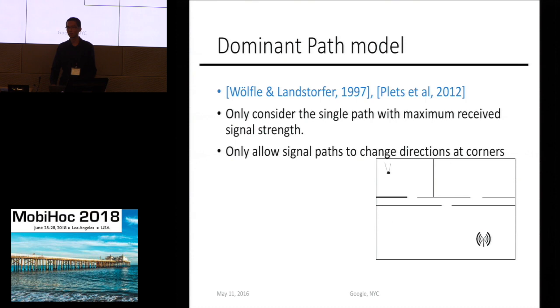And we only allow the signal paths to change their direction at the corners. So this means that we're going to consider the straight line path, the path that changes direction at the left corner, and the path that changes its direction at these two corners, but we're not going to consider these two paths.